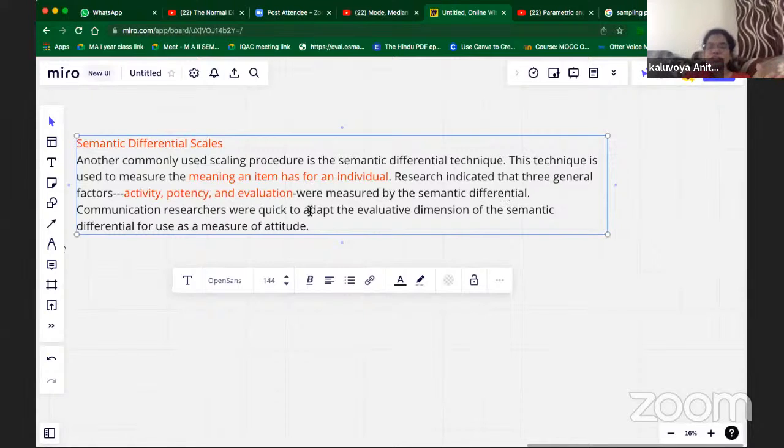Now, communication researchers were quick to adopt this, and also the dimensions of the semantic differential used to measure attitudes. Whenever you have the concept of measuring attitude, the semantic differential scale comes into the picture. I think this is widely used for psychology and also mass communication, but comparatively more in the field of mass communication. I will just again show you a sample of a semantic differential scale, which you can have a look at. This is what it looks like.